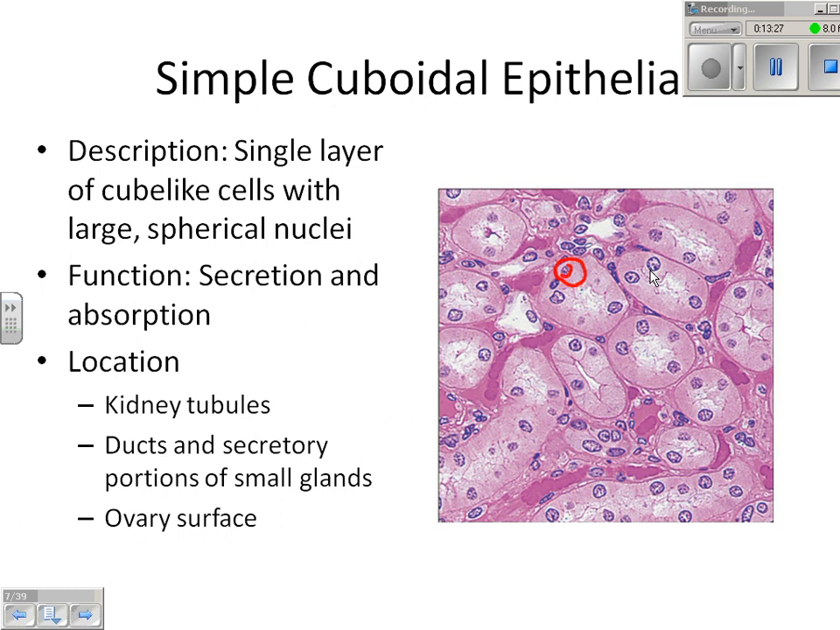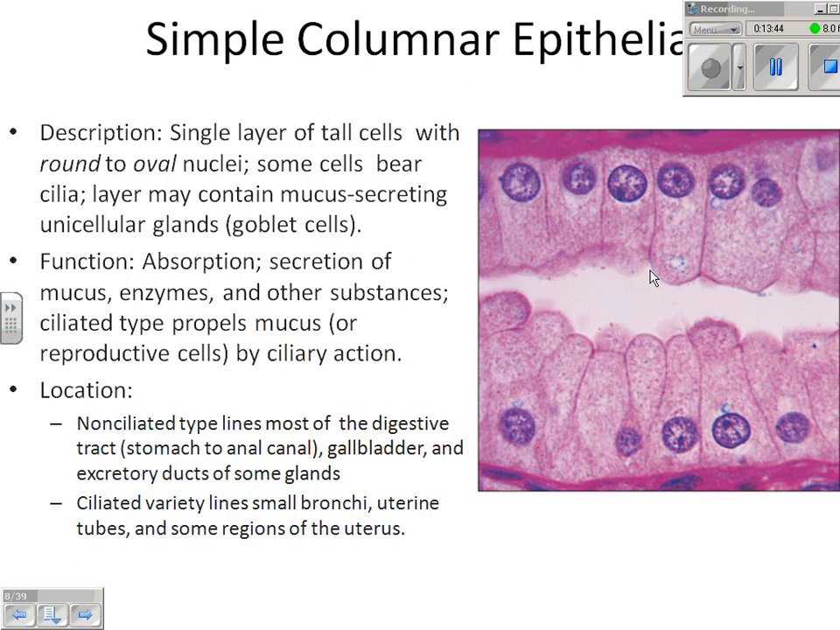Now, these nuclei are a little boxier than normal, but we can obviously see that it's columnar because of the elongation of the boundary of the cell. A lot of times you'll see the nucleus will be elongated as well. But in this particular picture, they're a little more boxy than usual. This is a single layer, of course. It is simple.